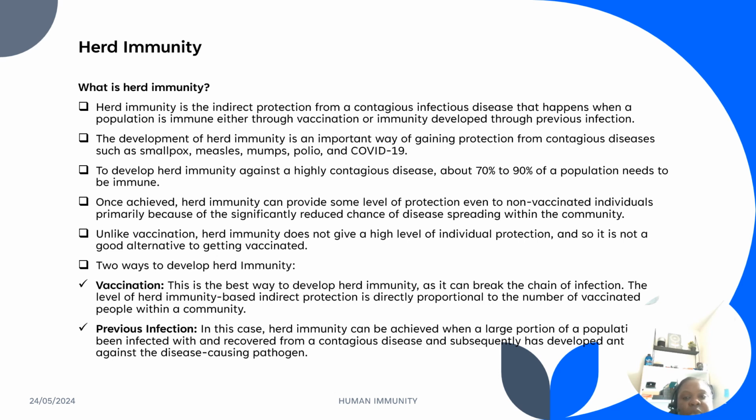To develop herd immunity against a highly contagious disease, about 70% to 90% of the population needs to be immune. Herd immunity can be developed through vaccination and through previous infections. Unlike vaccination, herd immunity does not give a high level of individual protection, and so it's not a good alternative to getting vaccinated.